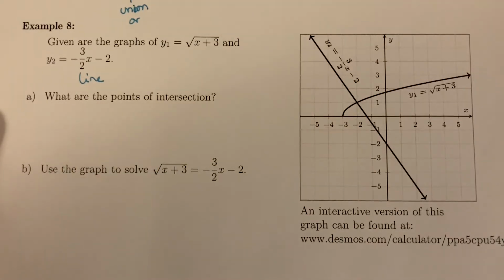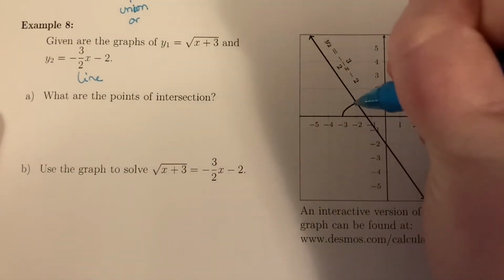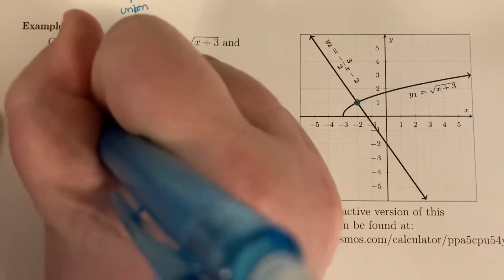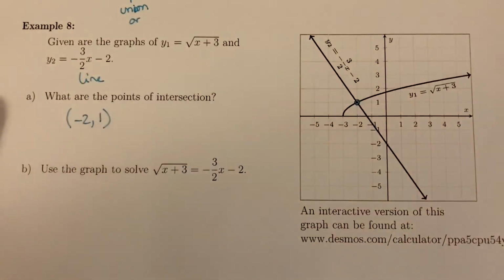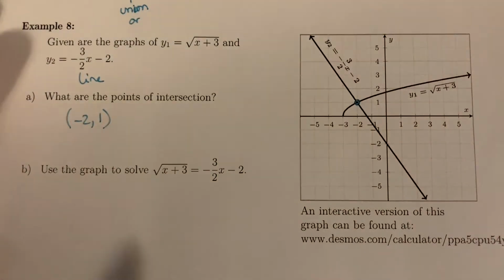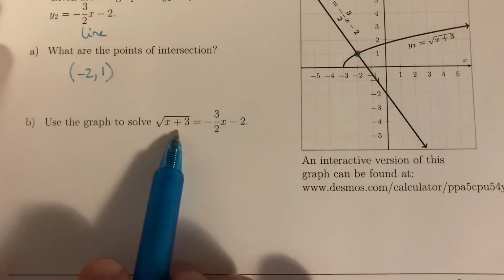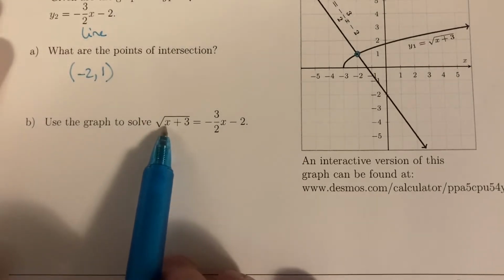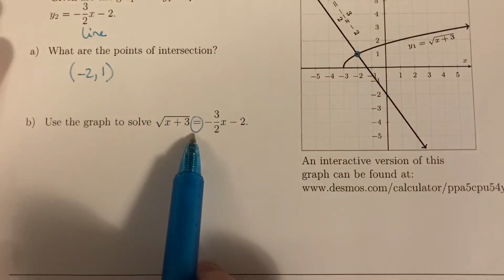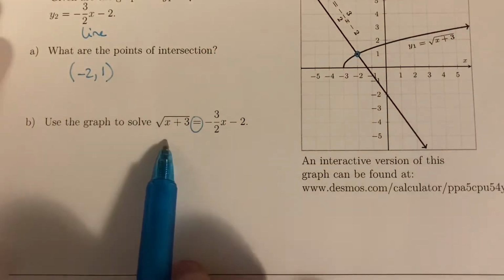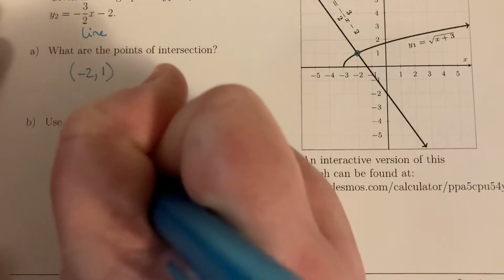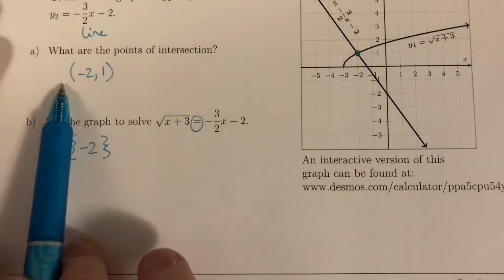What are the points of intersection? This one only crosses once. So the one point of intersection is the point (-2, 1). Awesome. Easy. That's it. And then use this graph to solve. We're looking for where the square root equals the line. Well, that just means the x value where they're the same, and the x value where they're the same, we just decided was -2. That's the point of intersection.